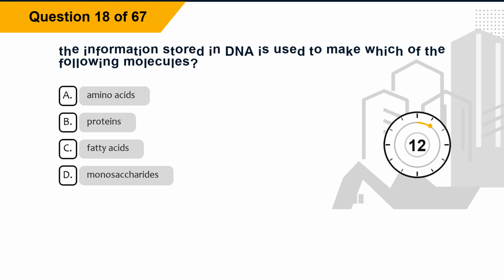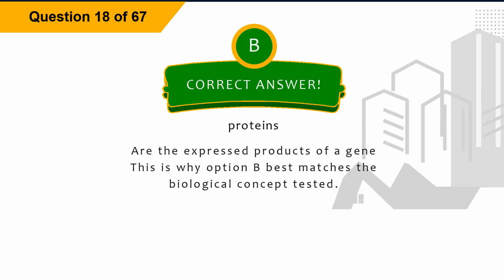Question 18. The information stored in DNA is used to make which of the following molecules? Option A, amino acids. Option B, proteins. Option C, fatty acids. Option D, monosaccharides. The correct answer is option B, proteins.